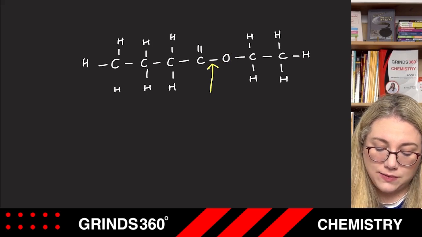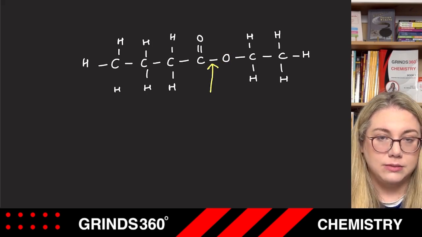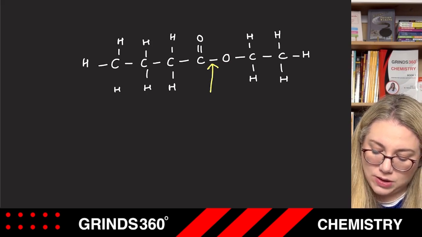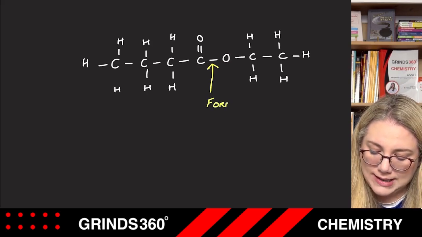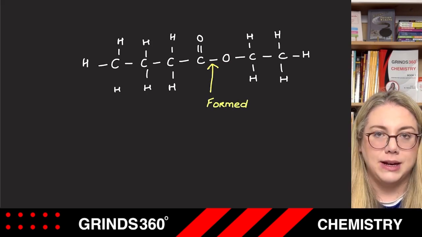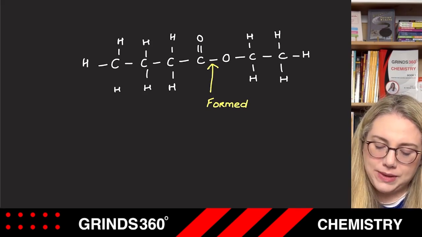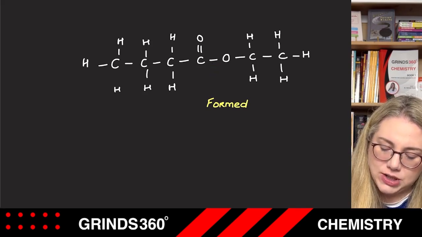That's the one that's formed. Nothing happens to the one with the pi bond. So that is the bond that is formed. So you draw out your structure, you draw a nice arrow to it, and we put a label on it saying that is formed.